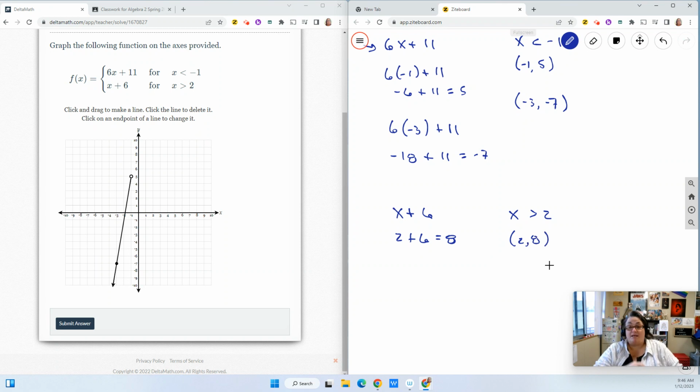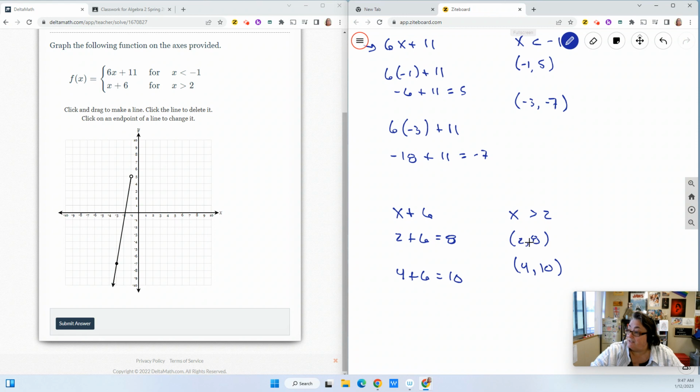And then we're just going to pick some other number that's bigger than 2. Doesn't matter what it is. We're going to plug that in for x, right? So let's say we want to do 4. If I plug in 4 for x, I get 4 plus 6 equals 10. So when I plug in 4, I get back 10, and those will be the 2 points that I use.